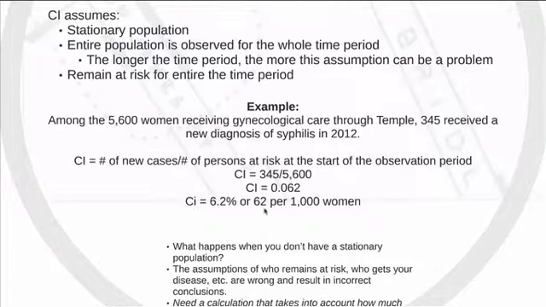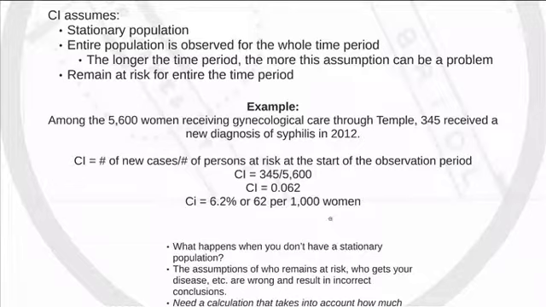Here we can multiply up, so we end up with an incidence of 6.2%, or what you may see sometimes is incidence communicated in terms of 1,000 women, 1,000 persons, 100,000 persons, that type of thing. So in this case, and hopefully you can see that math going on, the cumulative incidence of syphilis among women receiving gynecological care at Temple in 2012 was 62 per 1,000 women, right?